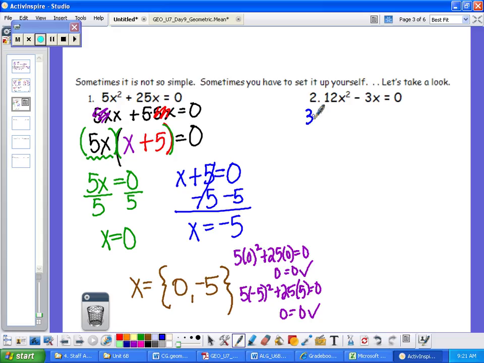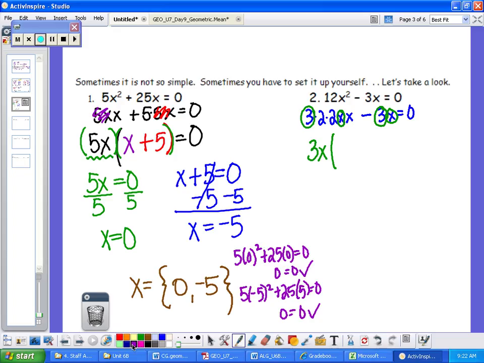I have 3 times 2 times 2 times x minus 3 times x equals 0. So, what do both of these have in common? They have in common a 3 and a 3, an x and an x. So my greatest common factor is 3x, and I put it out in front and I put a parentheses. And I see what I have left over.